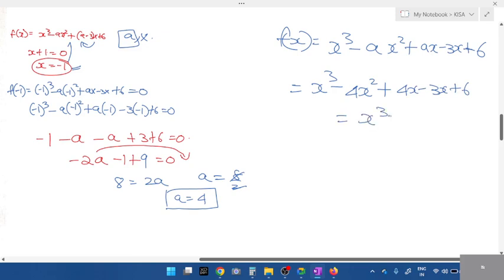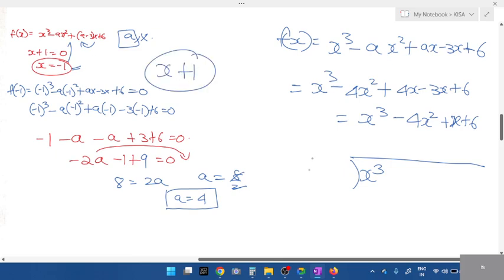What do you get? x cube. Be quick. x cube minus... What is 4x minus 3x? Plus x plus 6. Take this equation, students, and you have to divide by which one? Divide by x plus 1, because it is a factor. There is no remainder, meaning it is a factor.